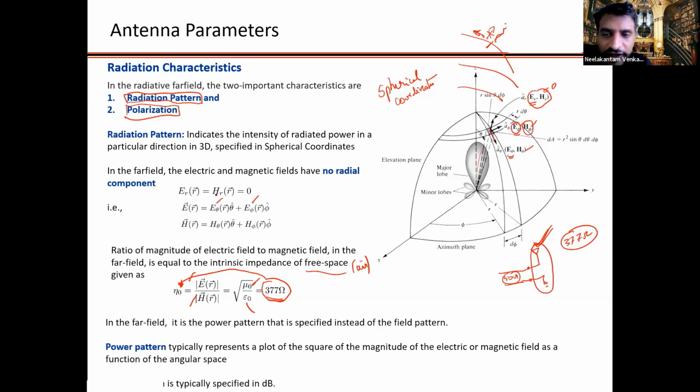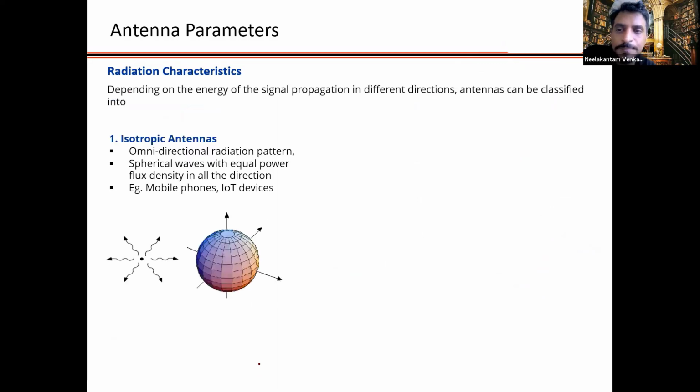So instead of looking at the field, theta and phi, as engineers we don't want to look at the field. Instead, we look at the power, which is essentially E cross H, so it's like voltage times current. That pattern is what is called the power pattern, and it is expressed in dB. Remember, this is a three-dimensional pattern, and it captures how this antenna radiates energy in different directions.